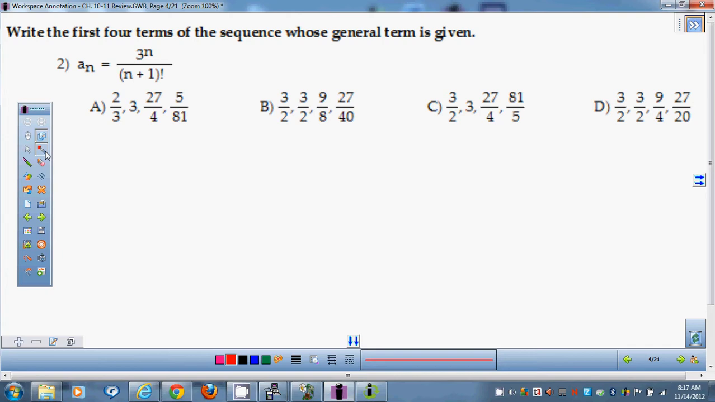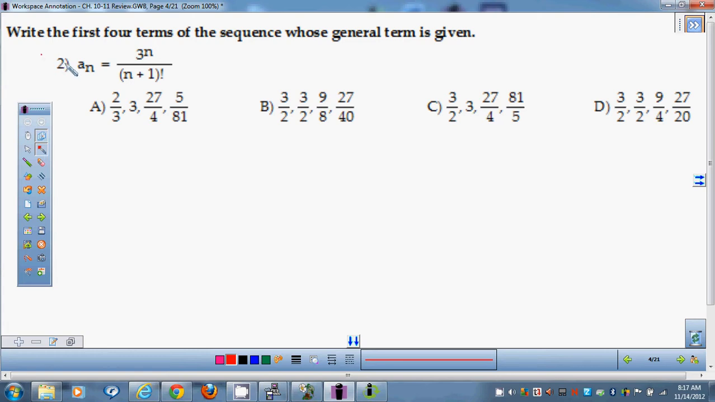Everyone's going to speak up today. So if you think you know, raise your hand. Sabrina, how did you get C? Over 2. What did you get when you plugged 2 in there? You get 9 over 3 factorial.